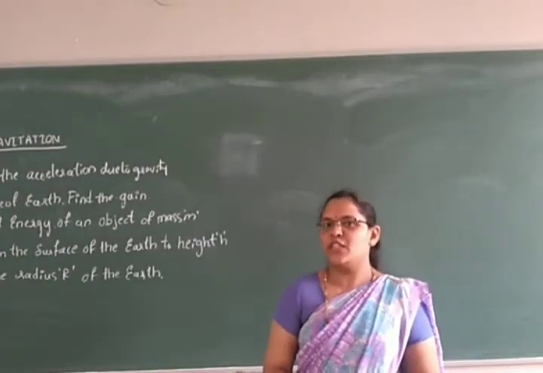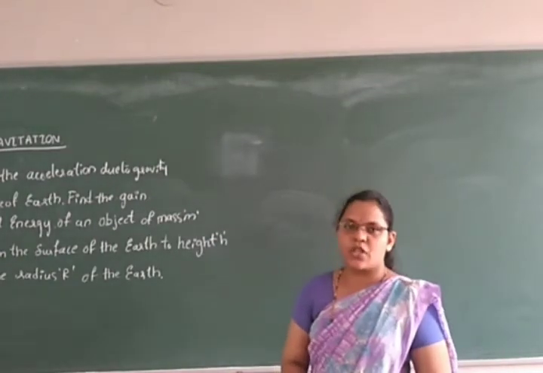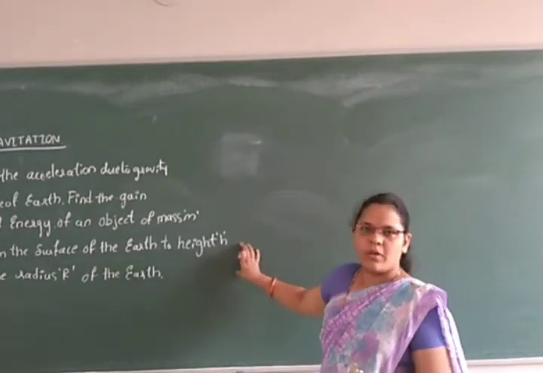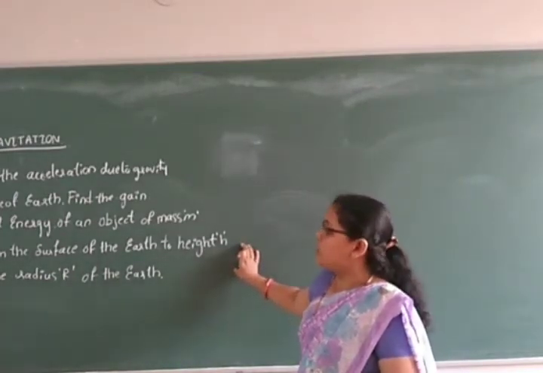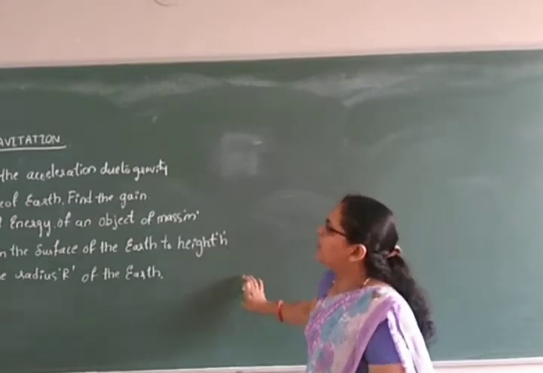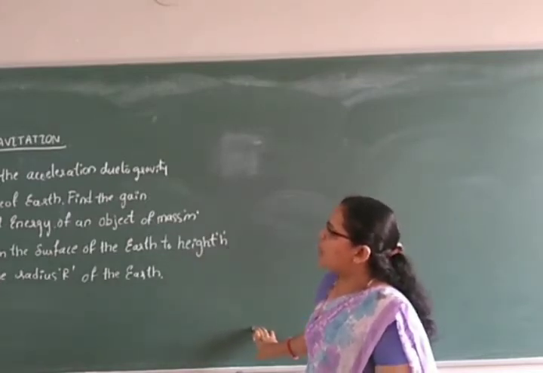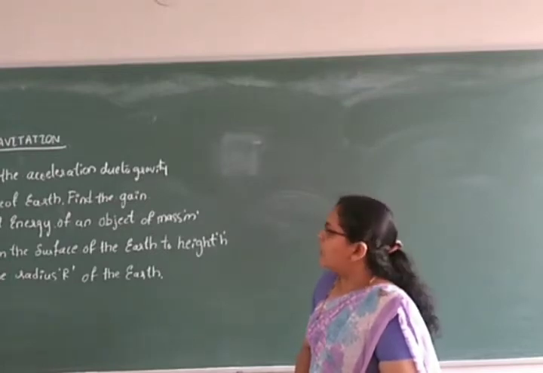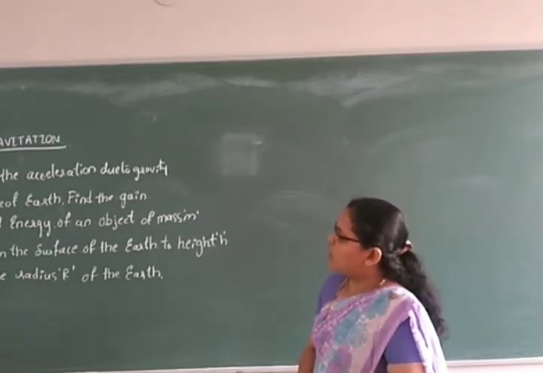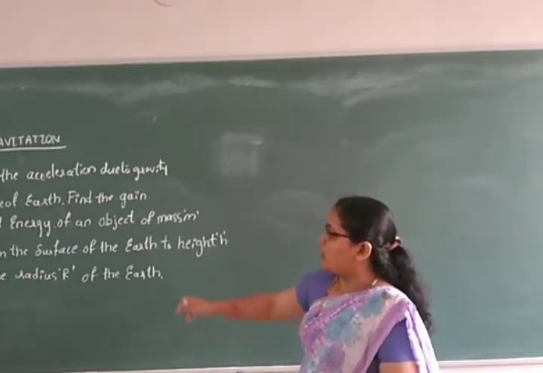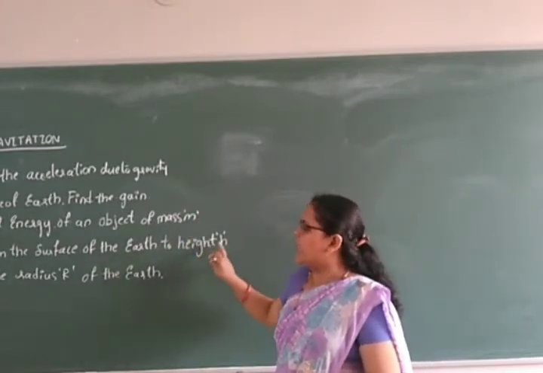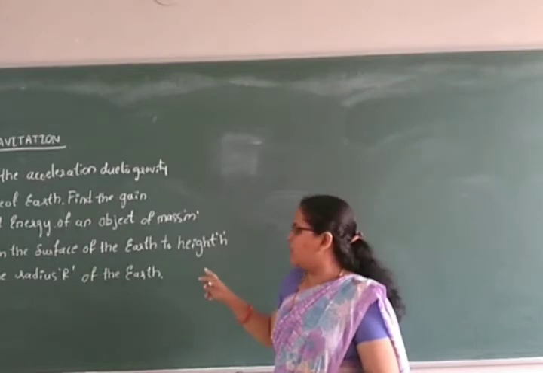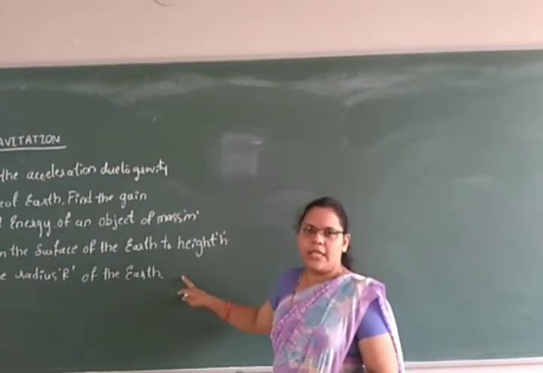Today we'll solve some other numerical problems based on the gravitation chapter. One numerical problem I have already written on the board. Let us study it and find out what is given in the problem. Given g is the acceleration due to gravity on the surface of the earth. Find the gain in potential energy of an object of mass m raised from the surface of the earth to a height h, which is equal to the radius of the earth, capital R.